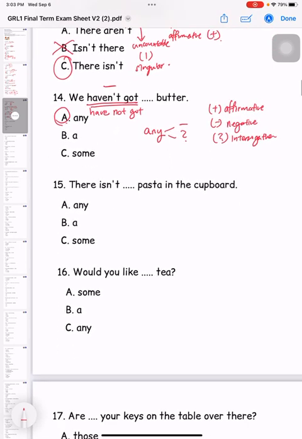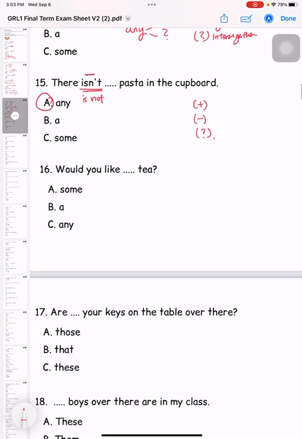Okay, so 15, there isn't pasta in the cupboard. Okay, so same thing. Is it positive, affirmative, negative, or interrogative? So by looking at the keyword here, isn't is not. So this is a negative. So when it's negative, we have to use any. Okay, all right, 16. Would you like tea?